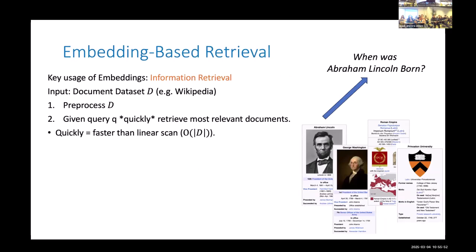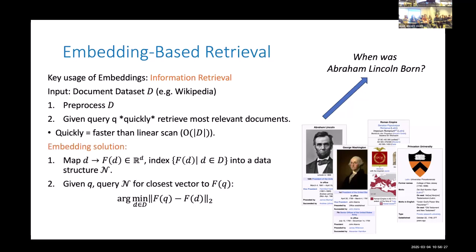And indeed, this is a special case of what I think is one of the key uses of embeddings, and that's information retrieval. So the idea here is I have some document data set, think of it as Wikipedia, and my goal is to pre-process this data set, ideally fairly efficiently, such that given a query, which has some measured way of being compared to elements of the data set, I want to very quickly return the most similar documents in the data set to that query. And importantly, quickly here means faster than a linear scan. I don't want to look through every single document and compute a similarity. I want to do something sublinear inside of the data set.